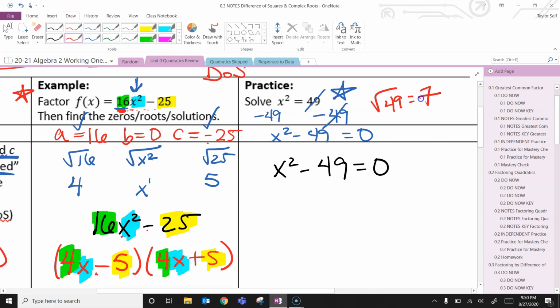So we're going to do the square root of x squared, which is x. We're going to copy this minus. We're going to do the square root of 49, which is 7. Put that in parentheses. That's one factor. Then we're going to copy this factor exactly how we see it, except we're going to flip the sign. Boom. There's our other factor.